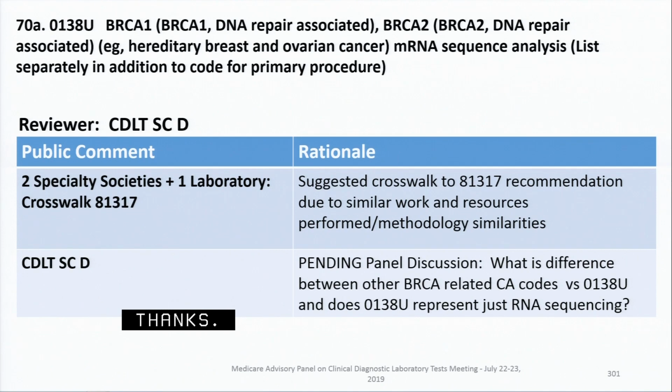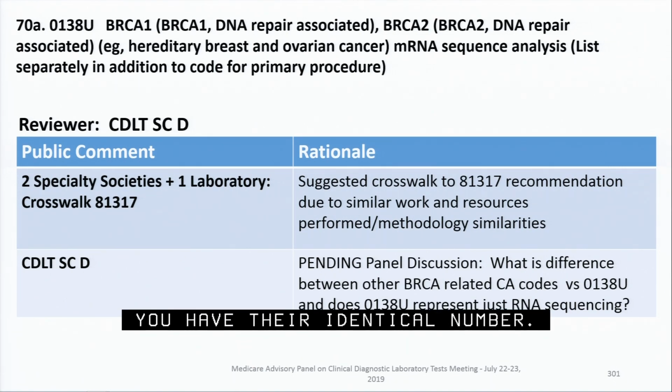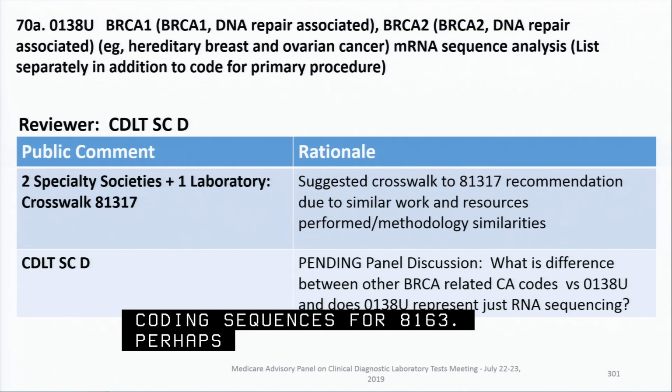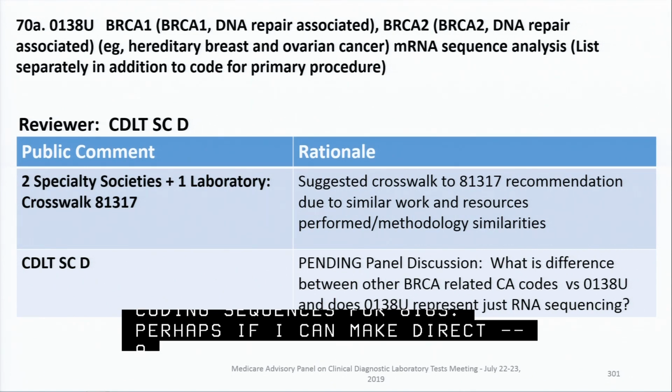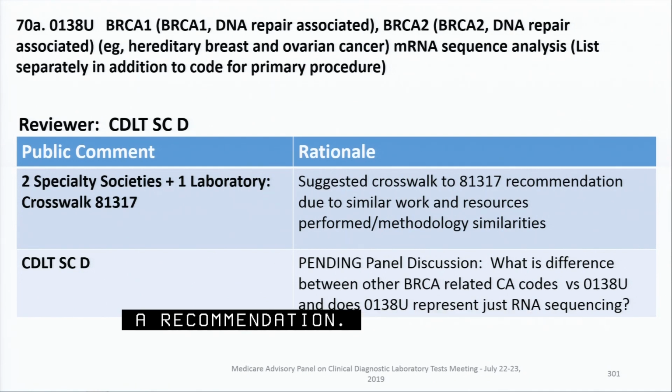So I just wanted to follow up on Michelle there. So, I mean, you'd have the identical number of coding sequences for 81163. So I'd propose that that needs to at least be one of the crosswalk recommendations. Perhaps I don't know if I can make a recommendation, but 81162 would actually be the closer for the BRCA 1 and 2 combination. Oh, actually, I apologize. Disregard. You're correct. 62 is the del dupe, and 63 is the full sequence. Correct.